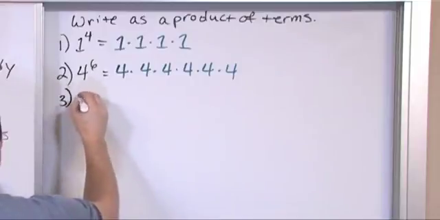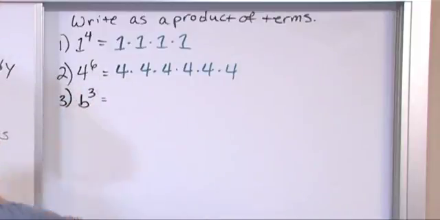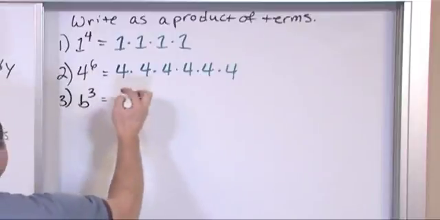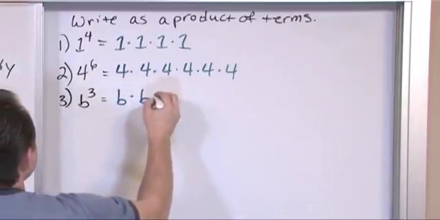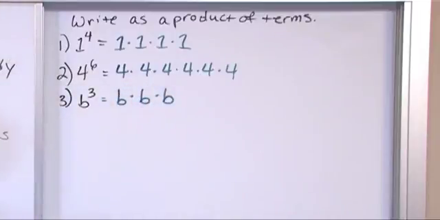Okay, what about b cubed? Same sort of thing. This is the base. Doesn't matter if it's a letter or not. b times b times b. 3 times.